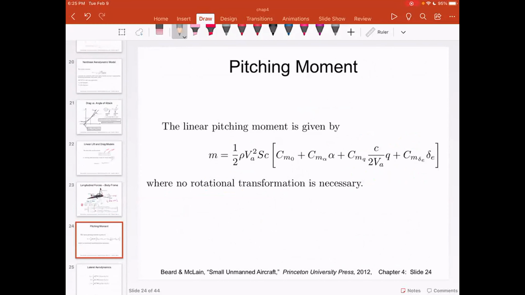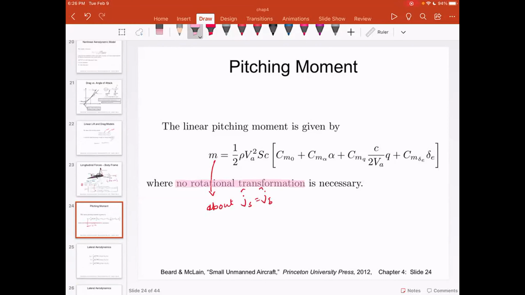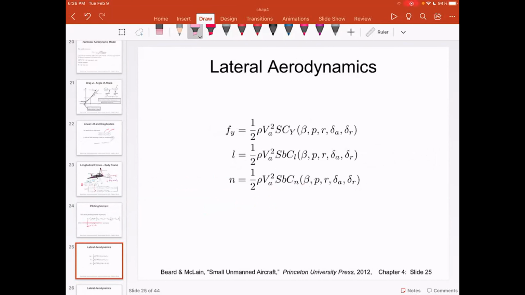Next thing is, how do we find the pitching moment? Pitching moment is given by this equation, but the good news is the pitching moment is about the body axis. It's about the J axis. So pitching moment is about J, and J stability and J body are aligned. That's why you do not need any rotational transformation, because J of body and J of stability frame are aligned.